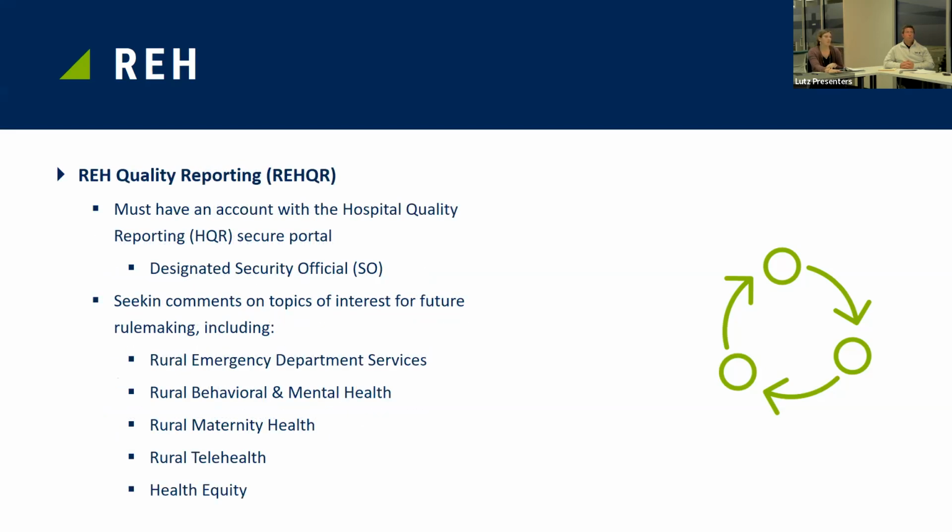This is just a quick update on the quality reporting that would be required. At this point, you just need to have an account and a designated security official, and then they're looking at future topics. They're seeking comments on topics of interest for future rulemaking, such as how to incorporate rural emergency department services, behavioral and mental health, which I know is a key issue, maternity health, telehealth, and health equity. They're trying to take all of those into account under this new model.